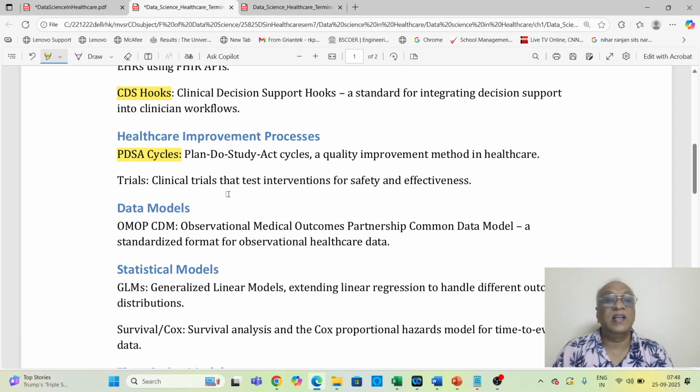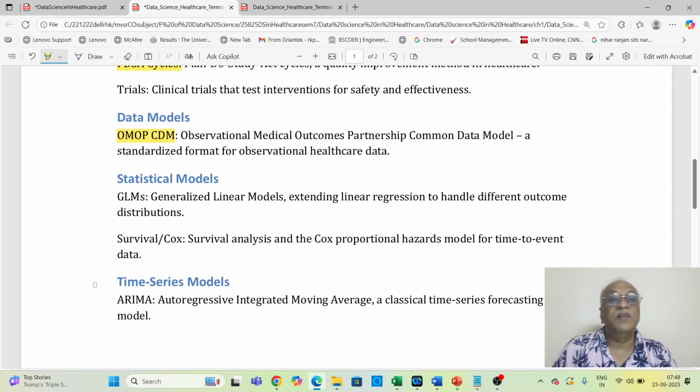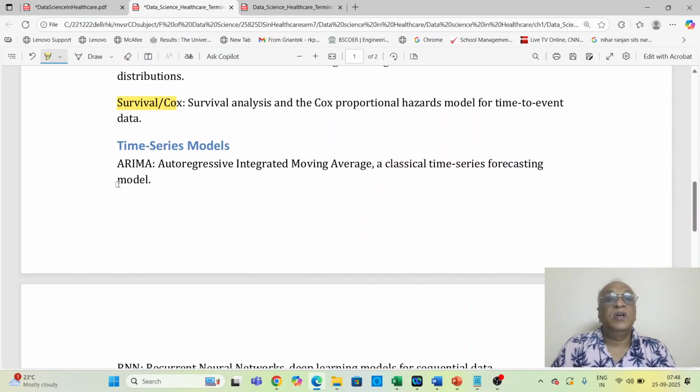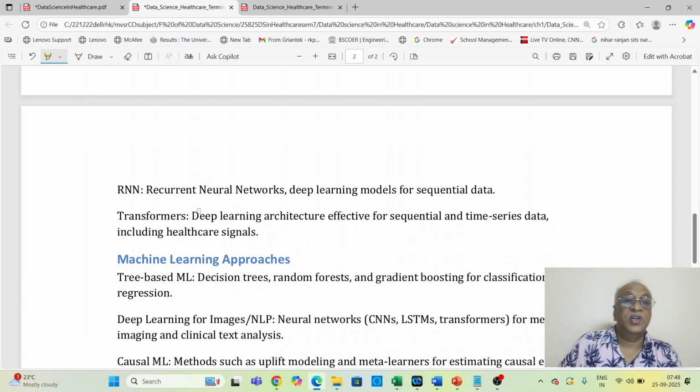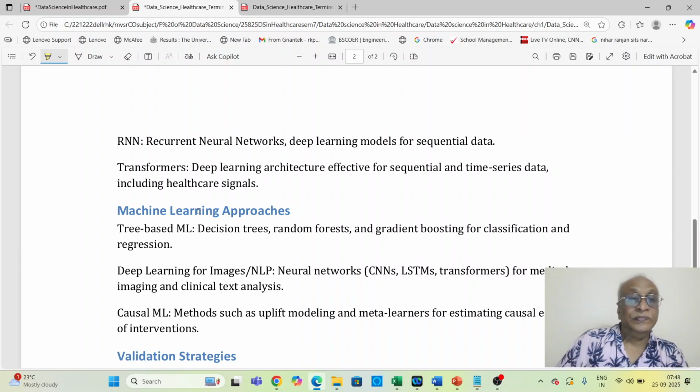Trials, they are clinical trials. OMOP CDM, Observational Medical Outcomes Partnership Common Data Model, a standardized format for observational healthcare data. Then you have GLMs, Generalized Linear Models, Survival Analysis and Cox Proportional Hazards Model for time to event data. You have ARIMA, Auto-Regressive Integrated Moving Average. It's a time series forecasting model. You have RNNs, Recurrent Neural Networks. You have Transformers from large language models, generative AI.